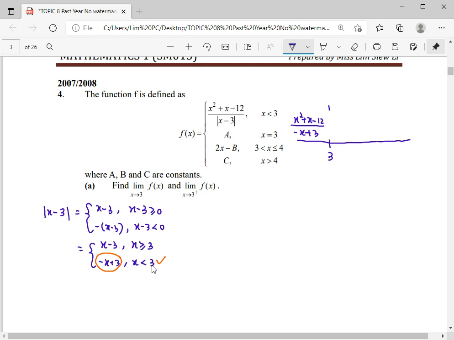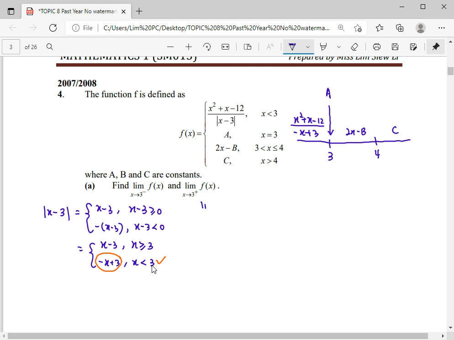So exactly at the value 3 here, it is a point A, and then from 3 to 4 is 2x minus b, and then more than 4 is c. So this is our information given from our question. Then we can start doing our limit.